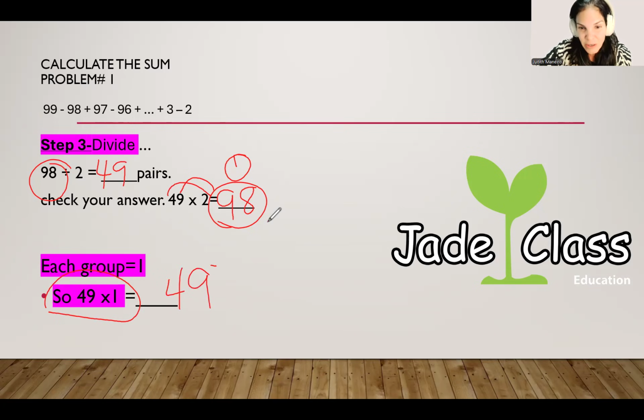49. So that's our answer for that problem. 49 pairs. So since each pair equates to 1, this means that the total sum will be 49 times 1 equals 49.